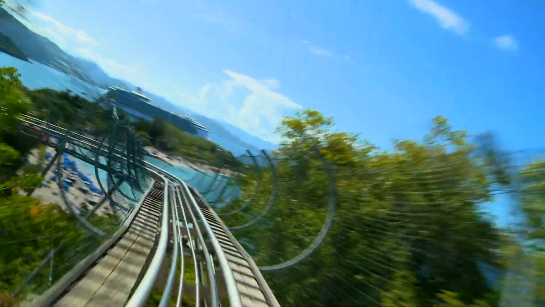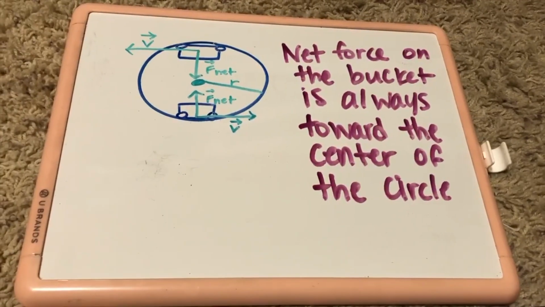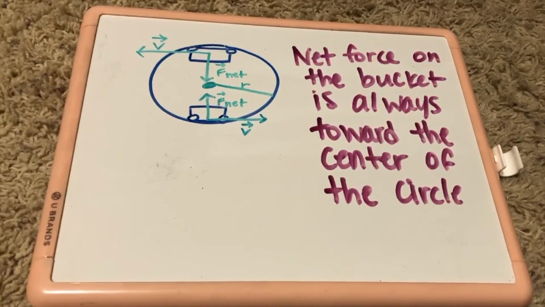Take a bucket of water, for example. We see that no matter how many times it goes upside down, it stays put in the bucket. But how? And why? This is a diagram of a roller coaster going in a loop simulated by the bucket.